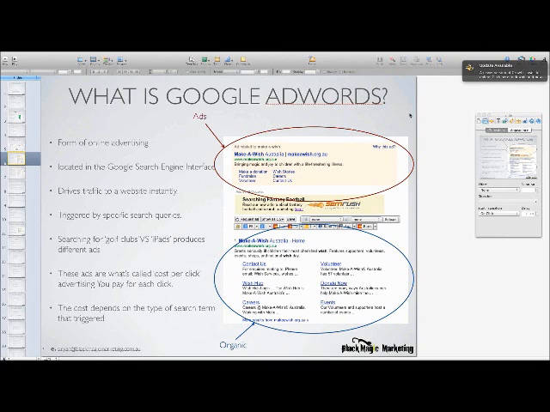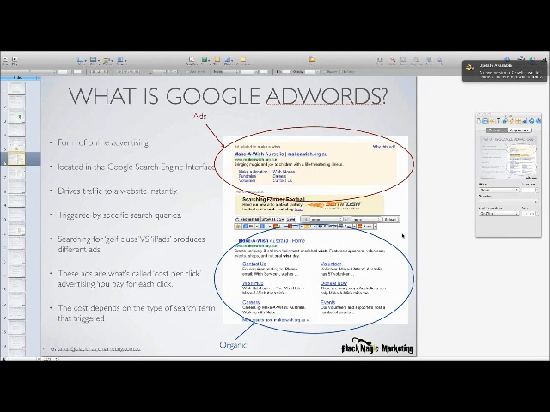So if you type in iPads or golf clubs or influenza awareness group, you're going to get AdWords that are related to what you've typed in, and you're going to get natural listings related to what you've typed in. So both are triggered by keywords. These ads are cost per click advertising. So you actually pay Google each time your ad's clicked on, and the cost for each ad is dependent on the search query that triggered the ad.